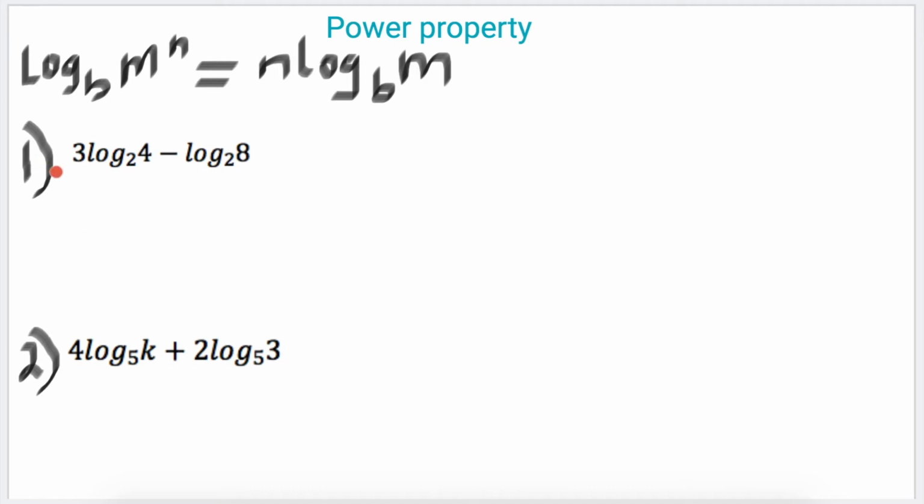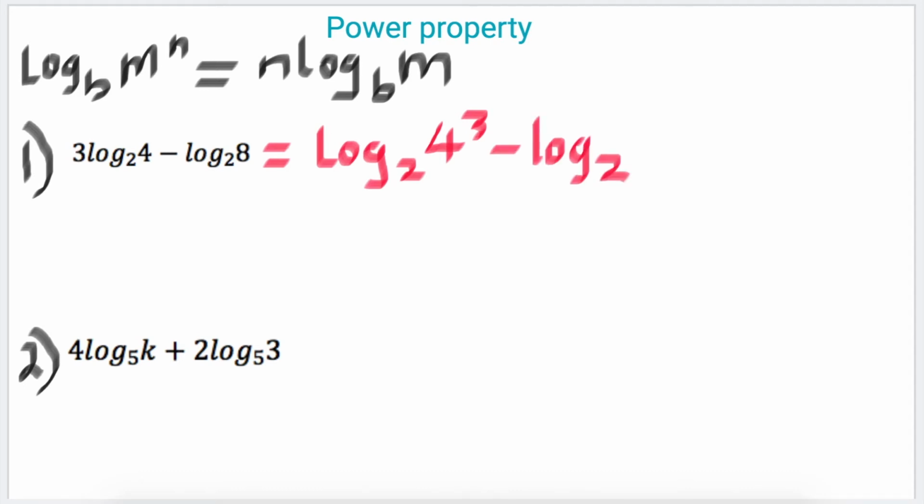In the first problem, we have a 3, a coefficient, times log base 2 of 4 minus log base 2 of 8. So the first thing that we want to do is rewrite the first log using the power property, and that's going to be log base 2 of 4 to the power of 3. All you do is take the coefficient and turn it into an exponent, minus log base 2 of 8. That one stays the same.